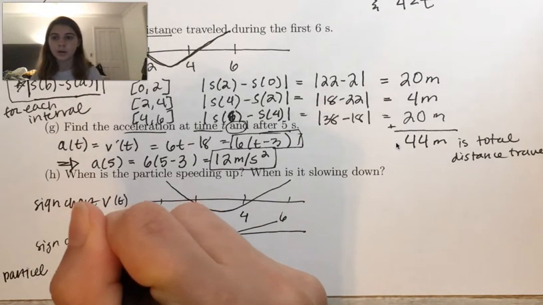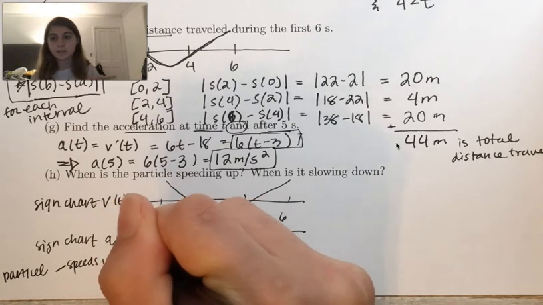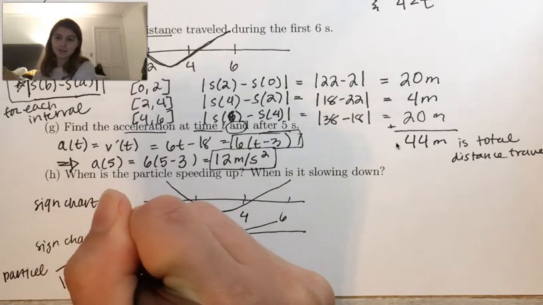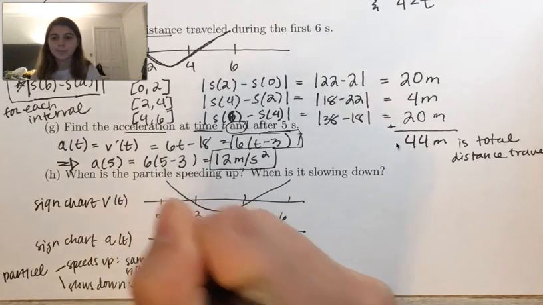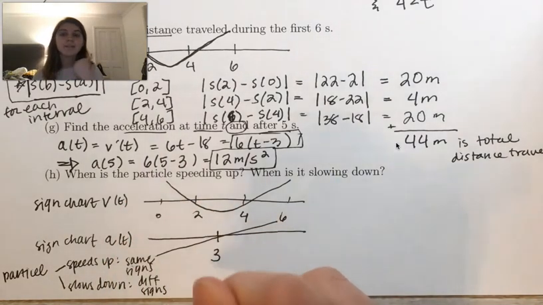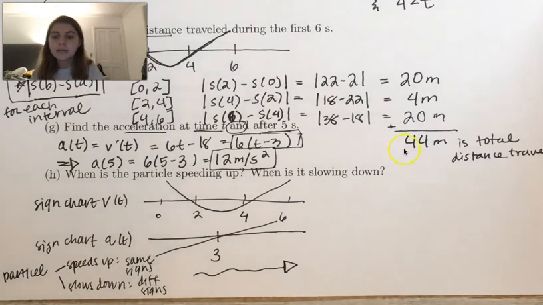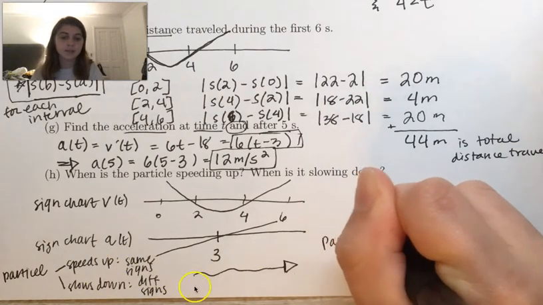So if you're moving in a positive direction and you're accelerating in a positive direction, then you're speeding up. And if you're moving in a negative direction and you're accelerating in that direction, you're speeding up just backwards. But let's say you're driving in a positive direction but accelerating the other way, your car is slowing down. So that means same signs is speeding up, different signs is slowing down.